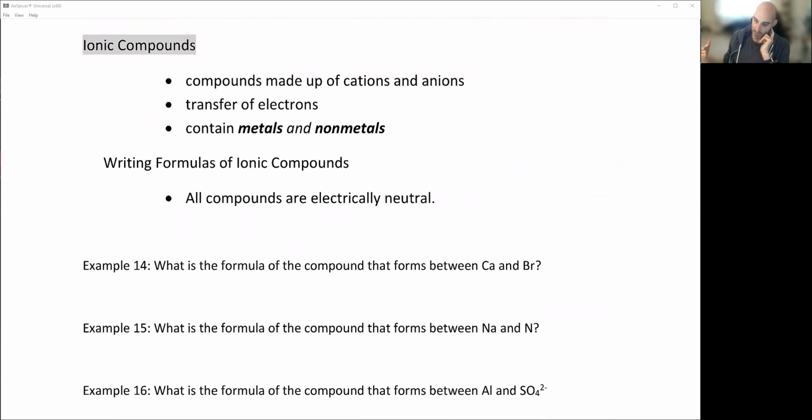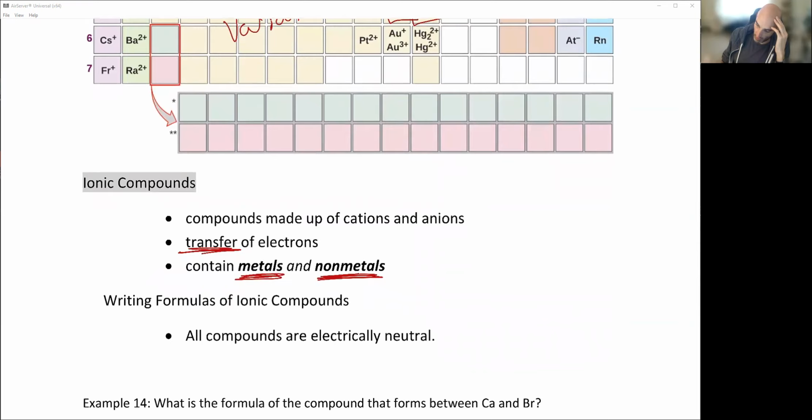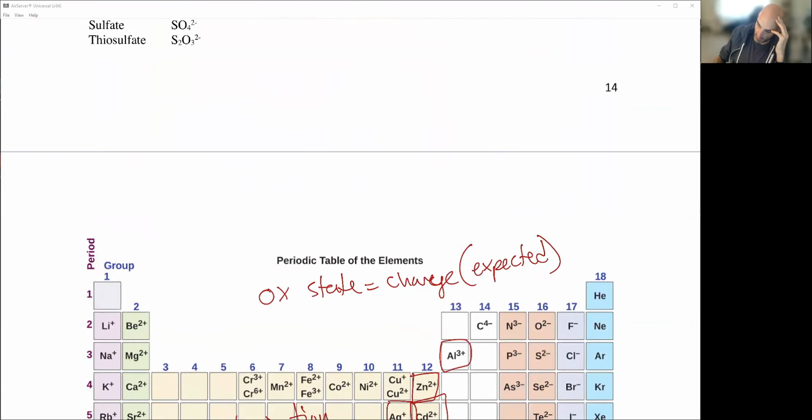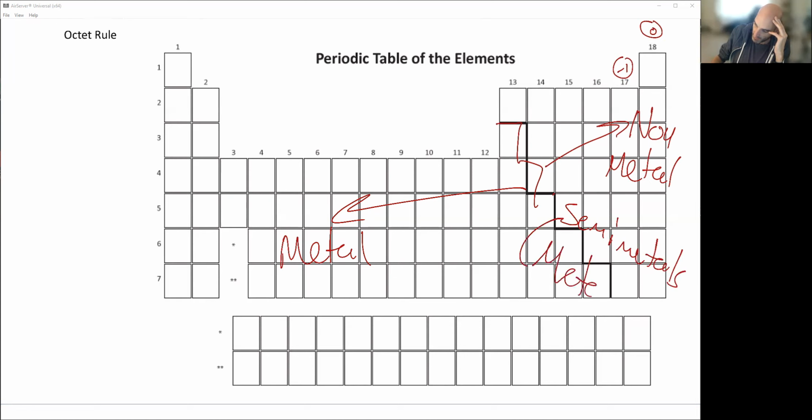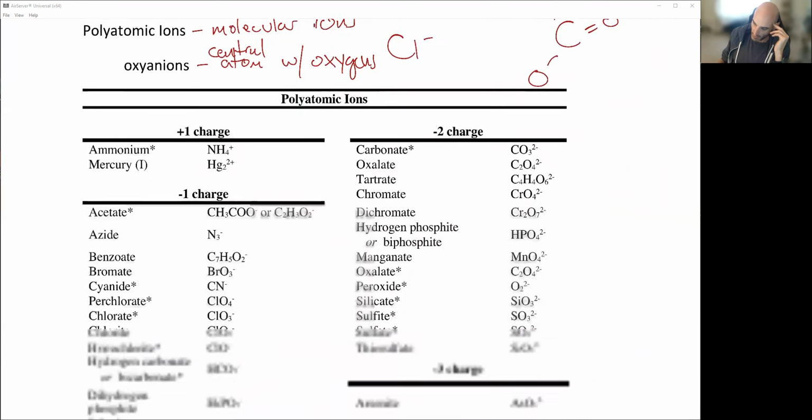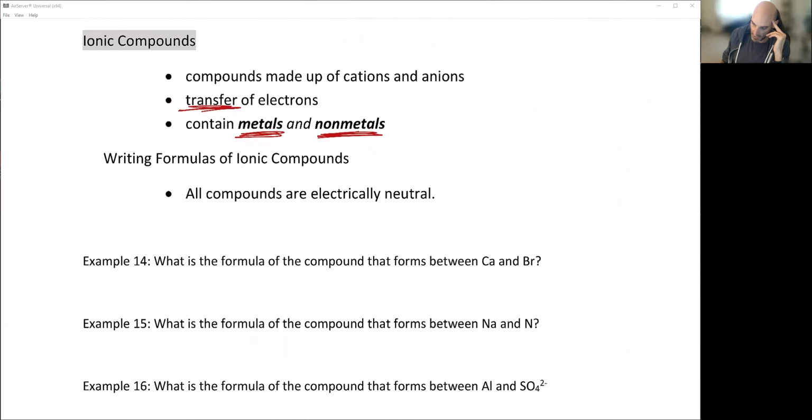So ionic compounds. It's the transfer of electrons that I mentioned before. It contains metals and nonmetals. We haven't really talked about what metals and nonmetals are. We will, but I can simply tell you that on this little ladder right here, anything on this side is going to be a metal. Anything on this side is going to be a nonmetal. And anything that touches this line, there's a handful, are going to be called semimetals or metalloids. All right, so this comes down to ionic compounds.